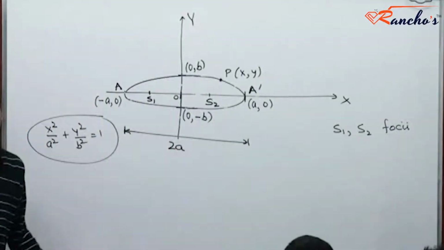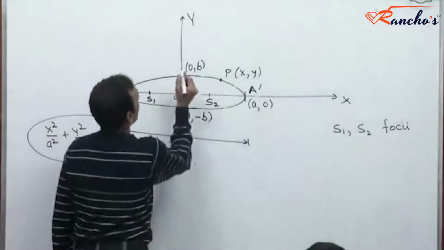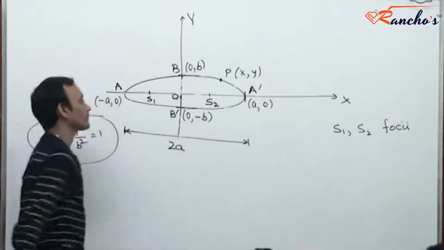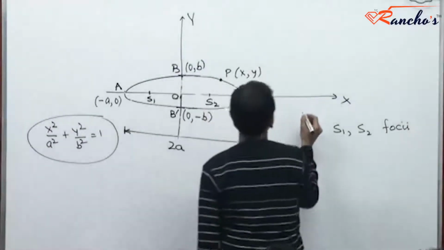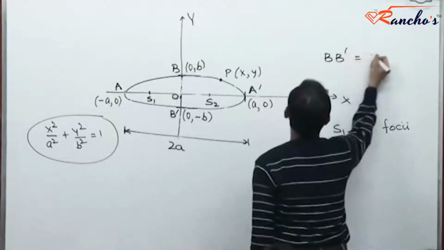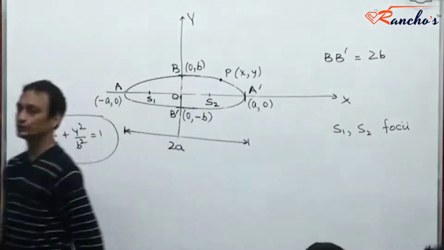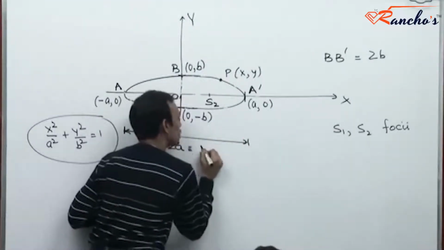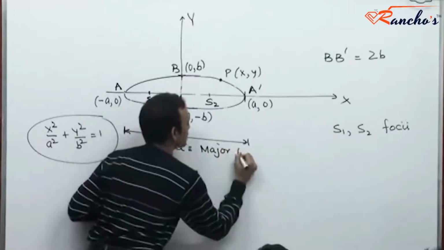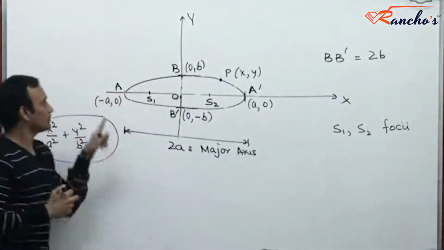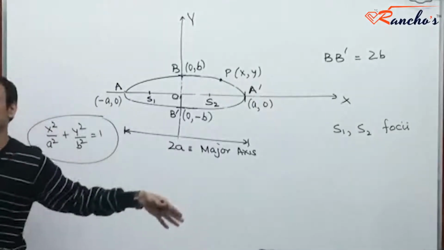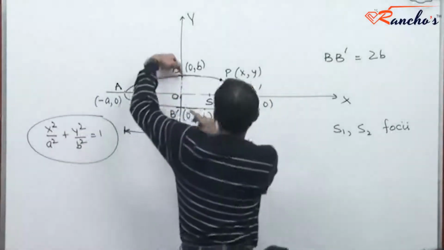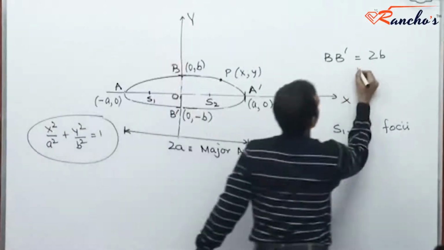Again, in the y direction, the extremities are BB prime. Then, as you can easily see, BB prime is 2b. The length 2a is called the length of the major axis, or simply the major axis of the ellipse. 2a, the distance across the extremities A and A prime, is called the major axis. And this 2b is called the minor axis.